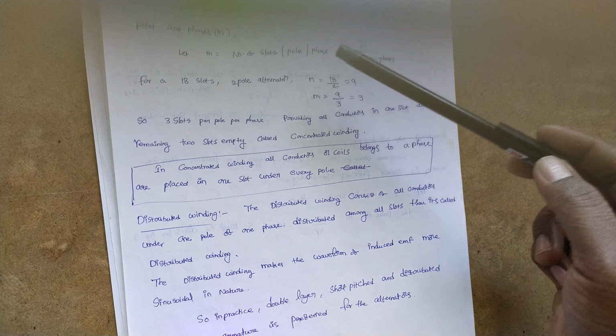Now number of slots per pole per phase, అంటే ఒక phase winding number of slots per pole per phase, 3 slots per pole per phase it is. అంటే ఒక్కొక్క పోల్ కింద ఒక్కొక్క ఫేజ్కి సంబంధించినవి 3 స్లాట్స్ ఉంటాయి. ప్రొవైడింగ్ ఆల్ కండక్టర్స్ ఇన్ 1 slot అండ్ రిమైనింగ్ 2 slots empty and it is known as concentrated winding. ఇఫ్ 3 slotsలో డిఫరెంట్ కండక్టర్స్ ఒకే కండక్టర్స్ని ప్లేస్ చేసామంటే దట్ ఈస్ డిస్ట్రిబ్యూటెడ్ వైండింగ్. కన్సిడర్డ్ వైండింగ్ ఆల్ కండక్టర్స్ ఆర్ కాయిల్స్ బిలాంగ్స్ టు 1 phase ప్లేస్డ్ ఇన్ 1 slot ఓన్లీ.